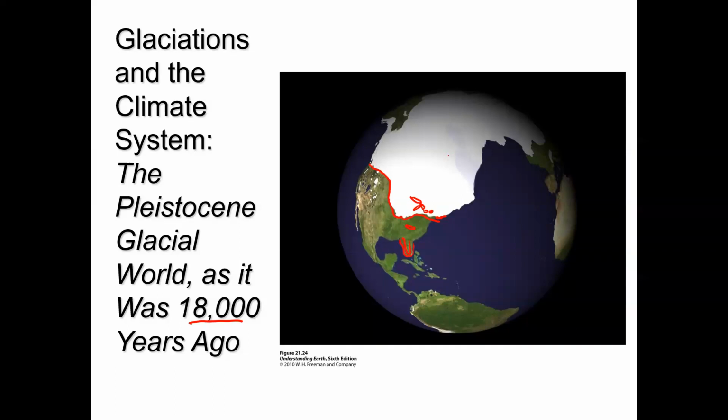We'll talk in a future lecture about why it was that Earth's surface was so much colder 18,000 years ago, and how some of those natural changes are related to artificial anthropogenic changes going on today.